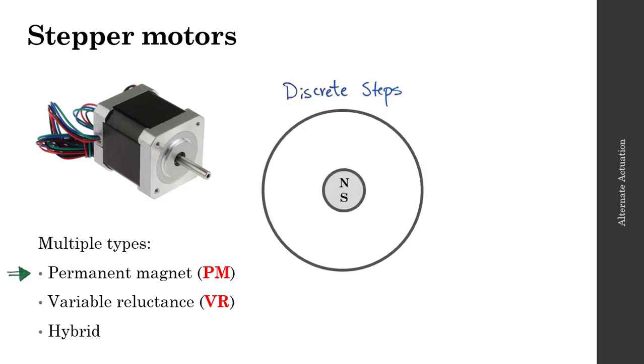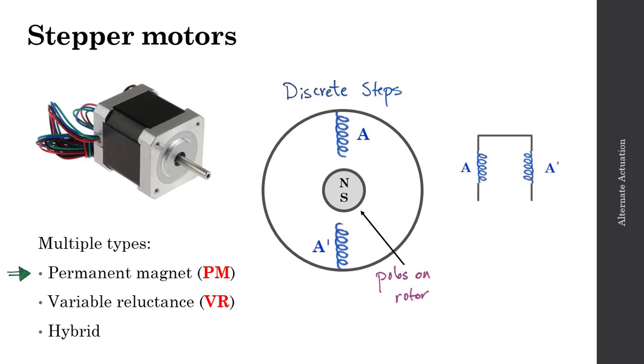The fundamental layout of a stepper motor begins with the rotor, and the rotor has poles. So here, a single north-south pole. And then we have coils attached to the stator. These coils are hooked together such that we would have A and A prime. So the equivalent circuit would look like this, where we have A and A prime connected in series, and thus we have a single current going through both of these coils.